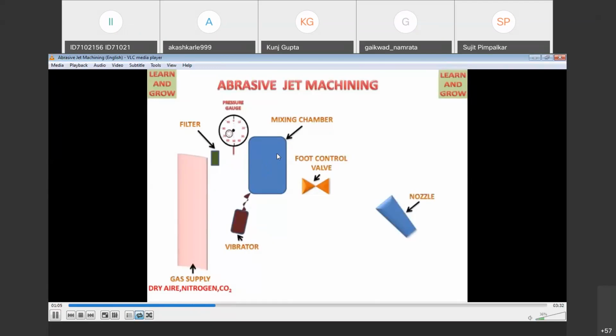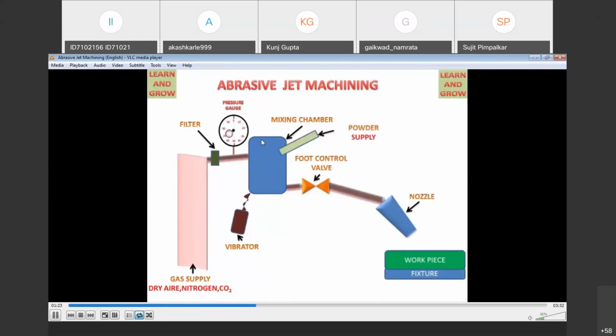The mixing chamber is connected with a vibrator. In the PPT you have seen an electromagnetic shaker, which will vibrate your mixing chamber. After that, there is a control valve which controls all the mixing pressure. After the mixing chamber, there is the powder supply, or abrasive bead supply, and all are connected. Using this control valve, you can adjust the abrasive air jet.